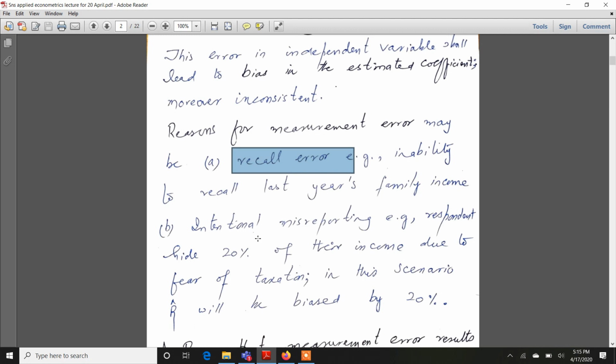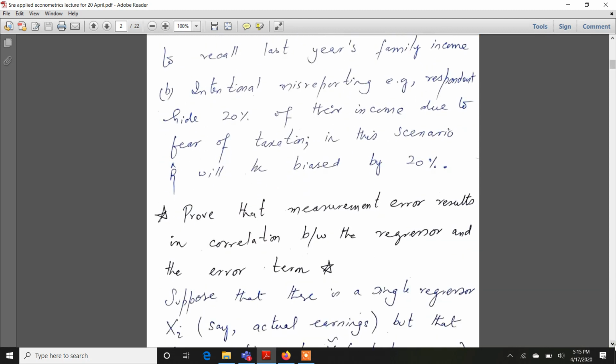Another example, intentional misreporting. For example, if you ask people about their income, they may be hiding, let's say, 20%, or they can hide any percentage, but just hypothetically, if they hide 20% of their income because they are afraid that we'll be taxed more if we report our actual income, right? So intentional misreporting also is a source of measurement error, right? So there can be a multitude or a diversity of reasons behind measurement error, that is, why do they occur.